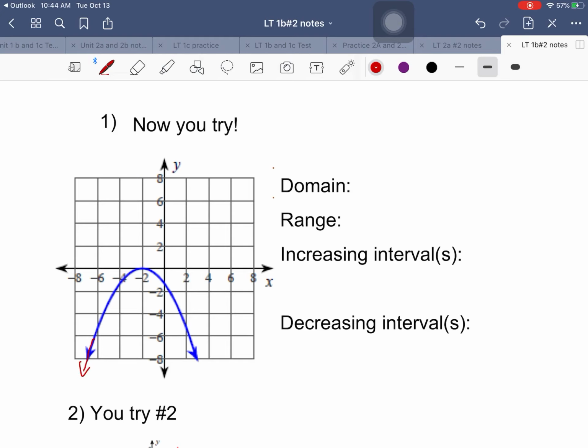The graph will keep on going from negative infinity. That's how far left it'll keep going to the left. How far right will it go? It'll keep on going right, and it's going to keep going right forever to positive infinity.